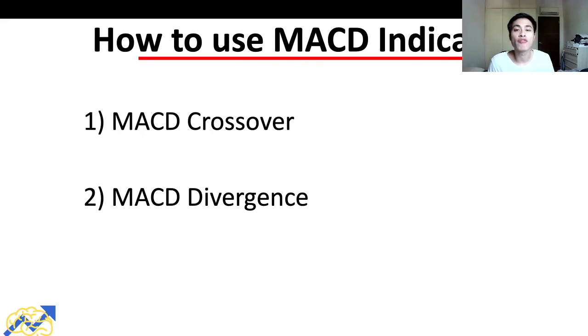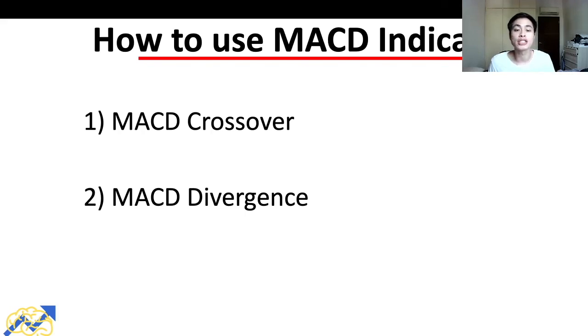So these are the two of the few ways to use the MACD indicator. The first strategy that I share with you is the MACD crossover strategy. A buy signal is generated when the MACD line is above the signal line or when the histogram is green in color and above the baseline. And a sell signal is generated when the MACD line is below the signal line or when the histogram is red and below the baseline.